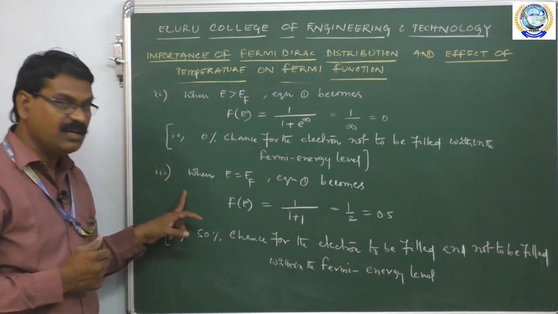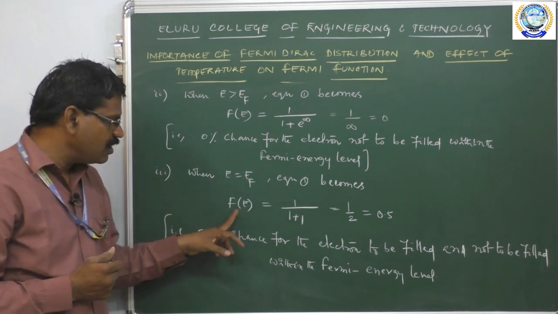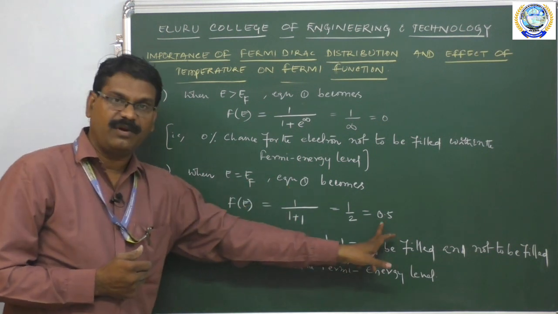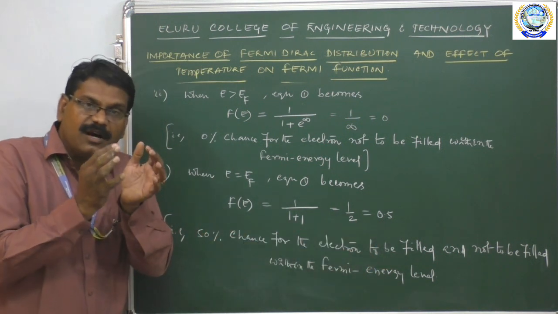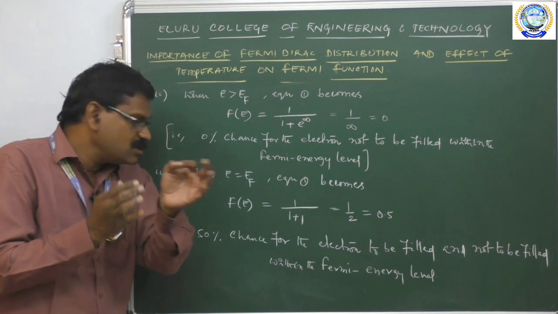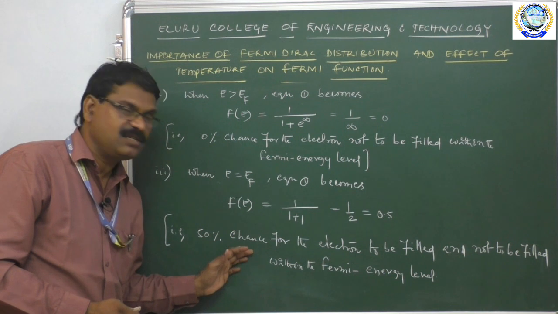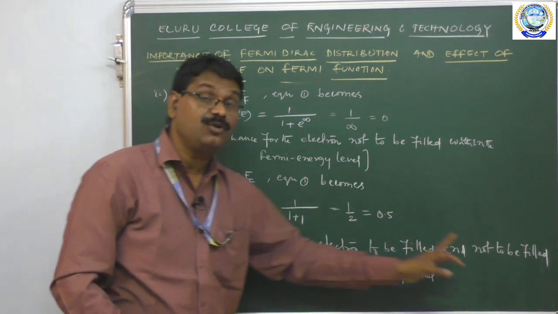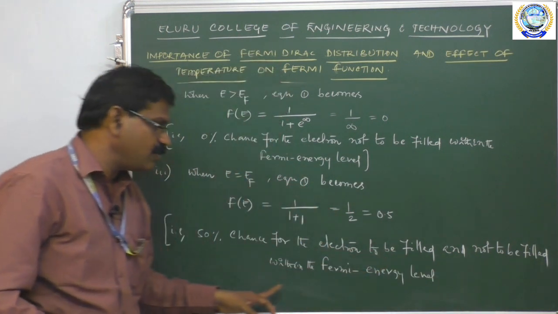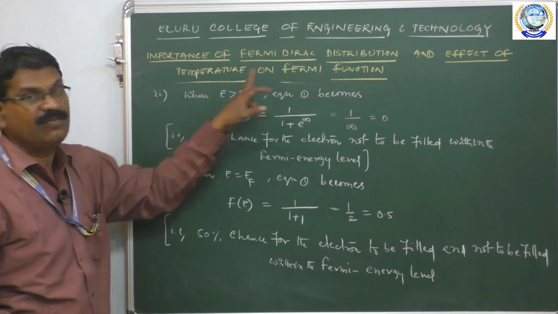And when you are taking the third case, when E is equal to EF, equation 1 is giving f of E is equal to 0.5. That means there will be 50% chance for the filling of electrons within the energy level. Similarly, as I told you, 50% chances for filling of the electrons, there may be another 50% chance of not filling the electrons in the Fermi energy levels. This is what is known as the effect of temperature on Fermi function.